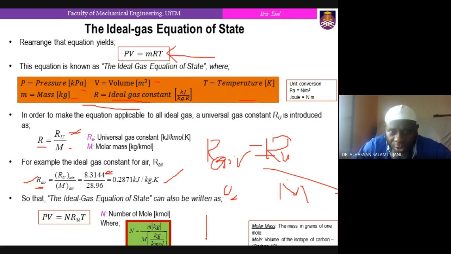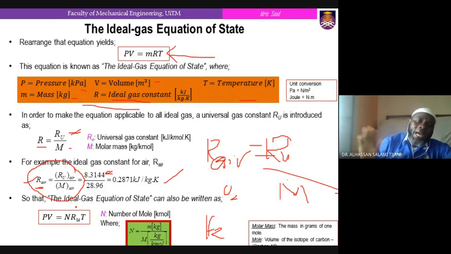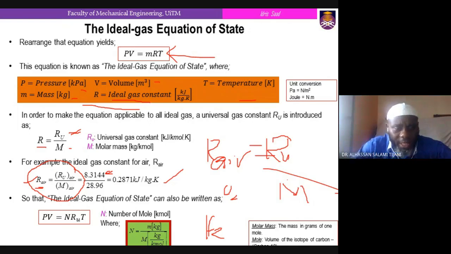Similarly, the ideal gas constant for hydrogen could also be different from the ideal gas constant for carbon dioxide, and so on and so forth. So this is a general form of equation which is used to determine the ideal gas constant for different ideal gases. Okay, so now, if you want to express this equation in terms of mole, we could also do that. Okay, so we only need to represent the mass over here as N times M.